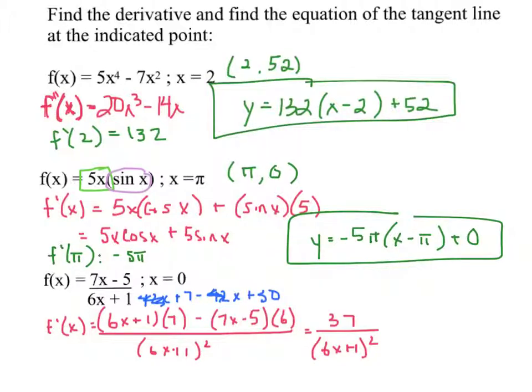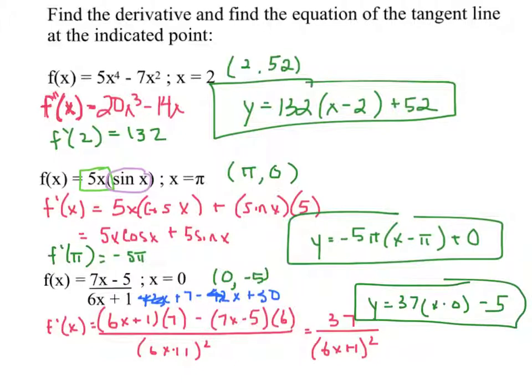All right, in the last example, if I plug 0 in, 7 times 0 minus 5 over 0 plus 1. So the point here is 0, negative 5. And I plug 0 into my derivative. 37 over 1 squared is just 37. So my tangent line is going to be y equals 37 times x minus 0 minus 5. So that's my tangent line for that one.